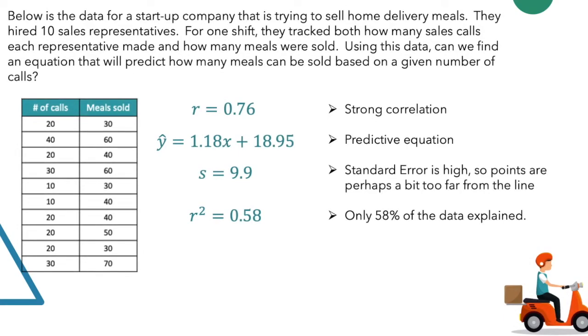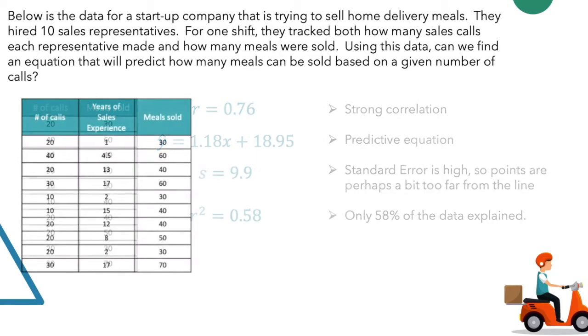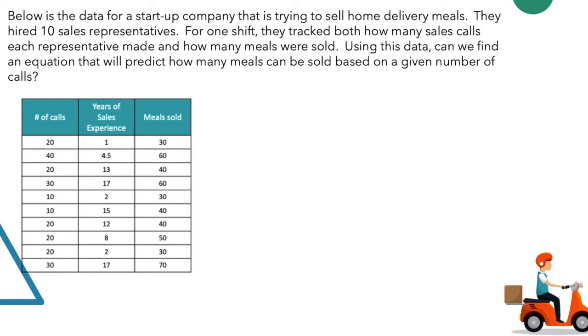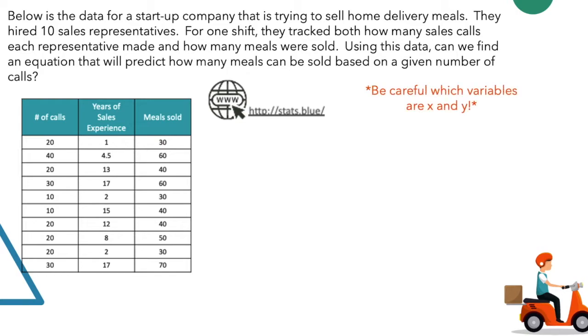Okay, so back to our story. We had number of calls predicting meals sold. Well, what if we add another variable? What if we add years of sales experience? Now before, when we were solving this, we were using the TI-83 and 84 calculator. But those calculators aren't strong enough to do multiple regression analysis. So I'm going to show you this cool website called stats.blue. Before I do, just a note, be careful which variables are x and y when you're doing your data input. Okay, let me show you how this works.